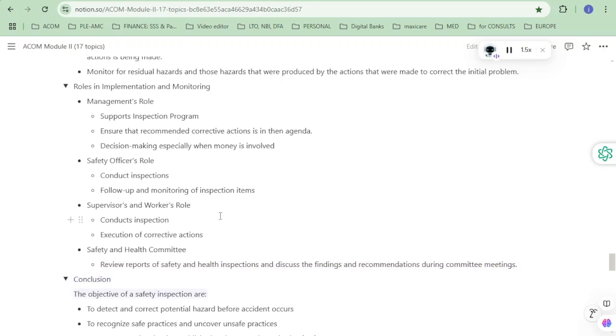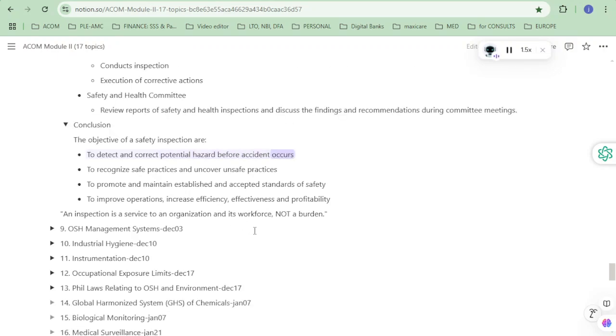Conclusion. The objectives of a safety inspection are to detect and correct potential hazards before an accident occurs, to recognize safe practices and uncover unsafe practices, to promote and maintain established and accepted standards of safety, and to improve operations, increase efficiency, effectiveness, and profitability. An inspection is a service to an organization and its workforce, not a burden.